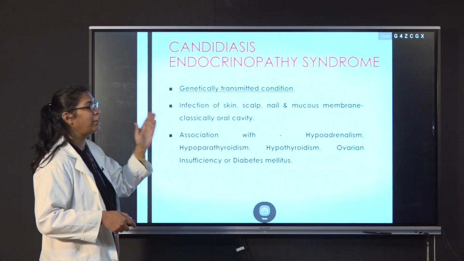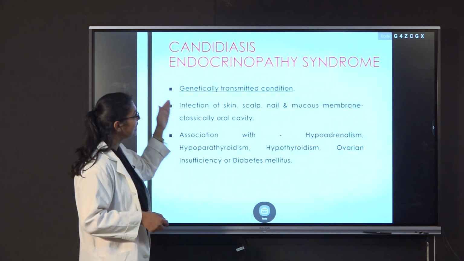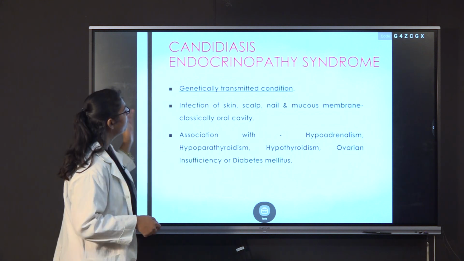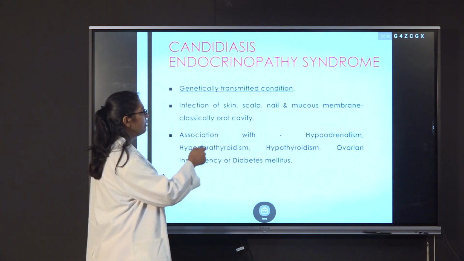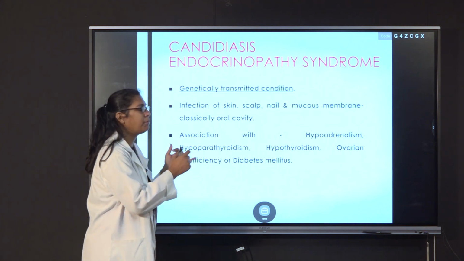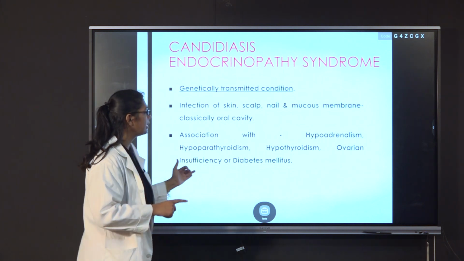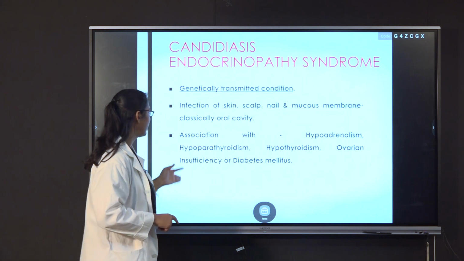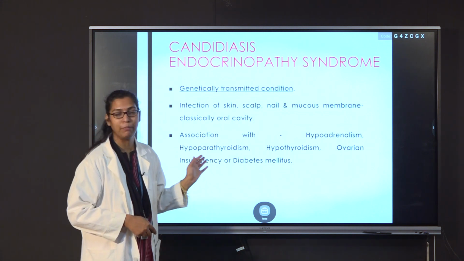Next is candidal endocrinopathy syndrome. It is a genetically transmitted condition, and infection of skin, scalp, nail, and mucous membrane, classically the oral cavity, is involved. Association is seen with hypoadrenalism, hypoparathyroidism, hypothyroidism, ovarian insufficiency, or diabetes mellitus.